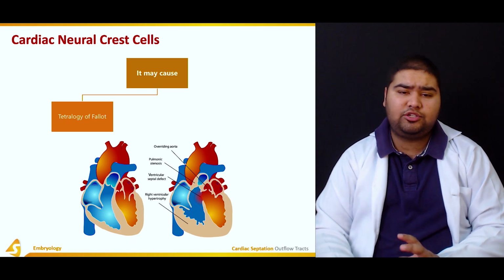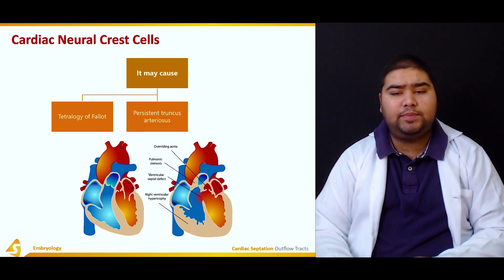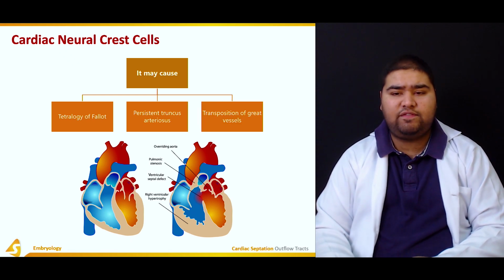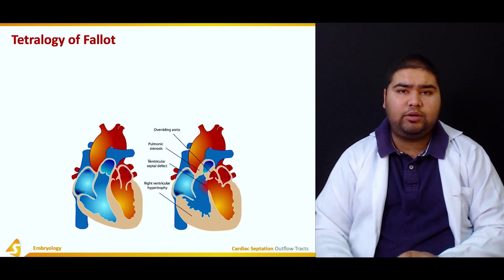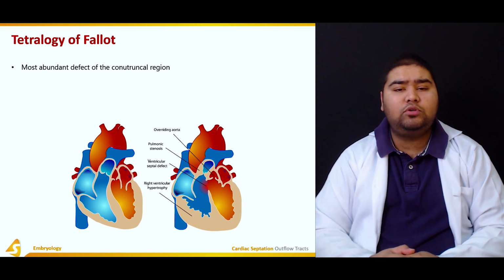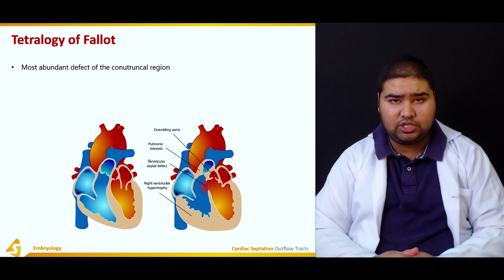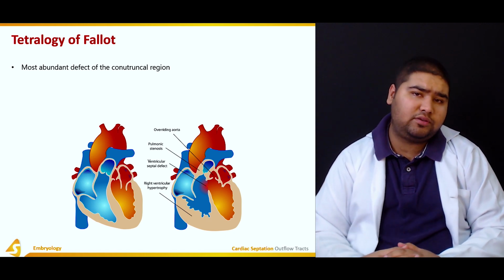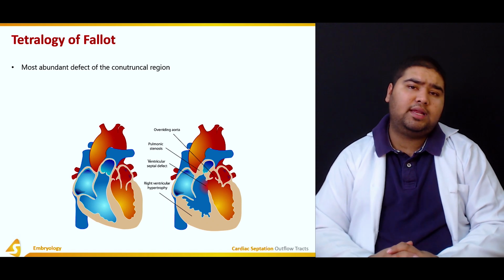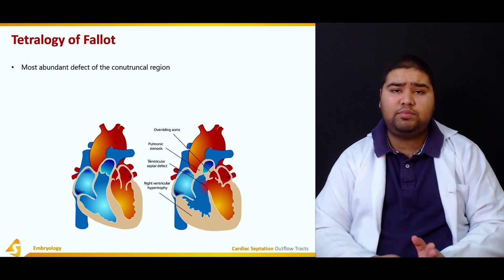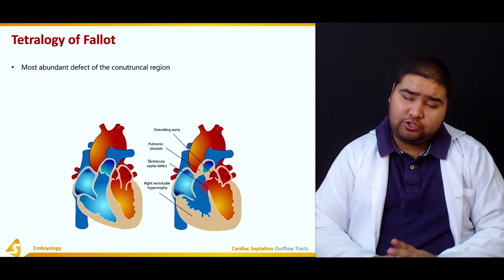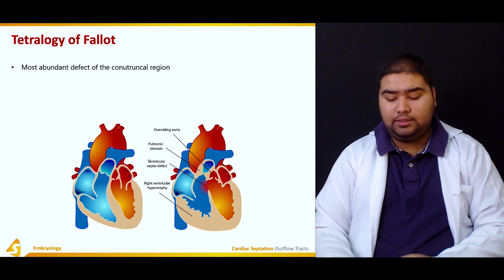They may give rise to tetralogy of Fallot, persistent truncus arteriosus, and finally transposition of the great vessels. Here in the figure you can see tetralogy of Fallot, which will be taken up in detail in a little while. So let's talk about tetralogy of Fallot. It's the most common defect of the conotruncal region. The conotruncal region is responsible for the formation of the outflow tracts of the ventricles as well as the division between the outflow tracts. Tetralogy of Fallot is the most important defect.